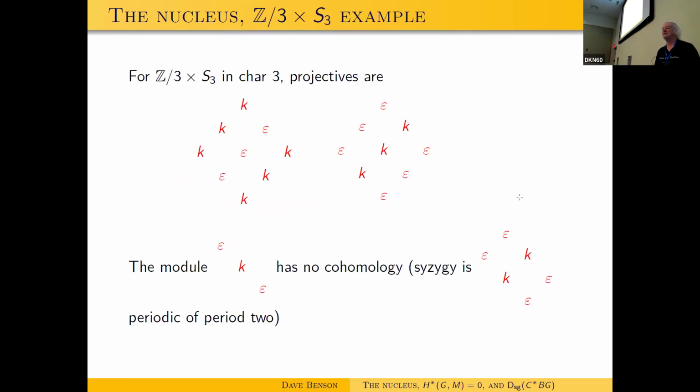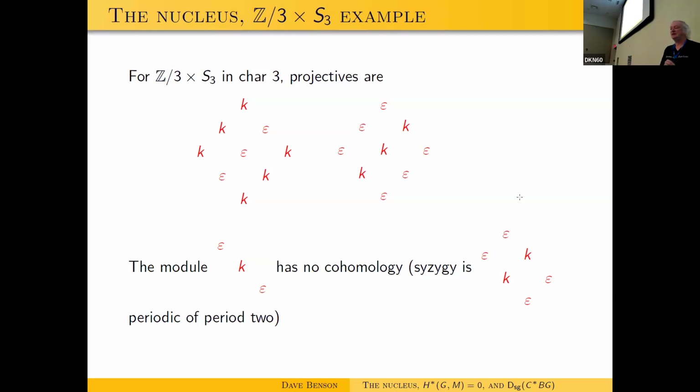Okay, so here's an example to illustrate what's going on for some particular group. This group is cyclic 3 cross symmetric 3. So this is the structure of the projectives. There are just 2 simple modules. They both have dimension 1. They're basically the trivial module and the sign module. And they're glued together like this in the projectives. The projectives are 9 dimensional, and that's how they're glued together in a sort of diamond shape.